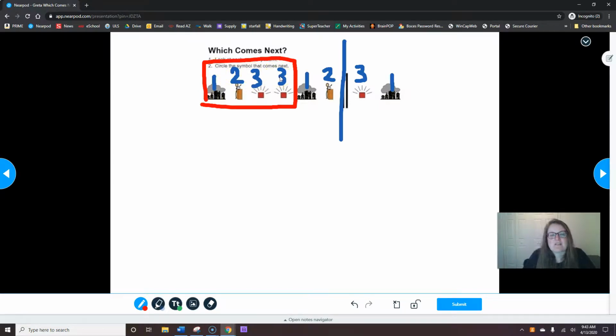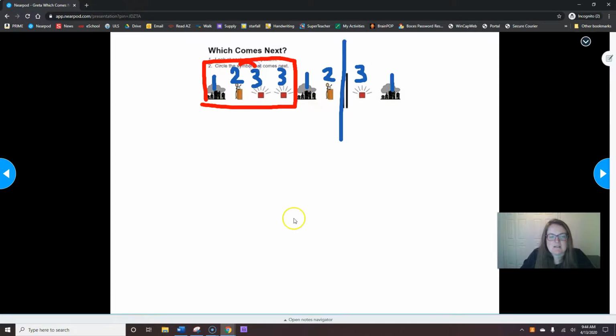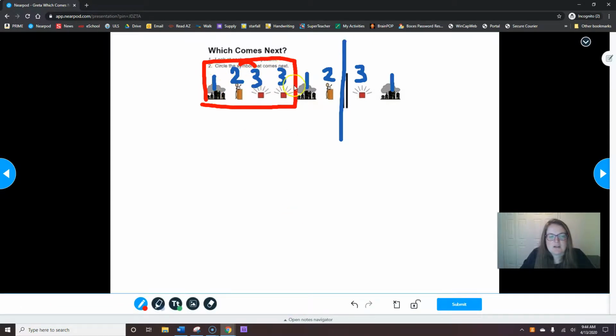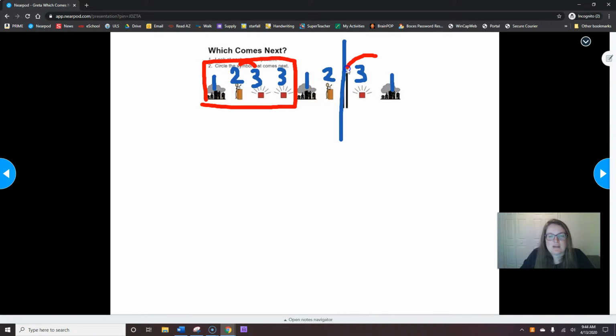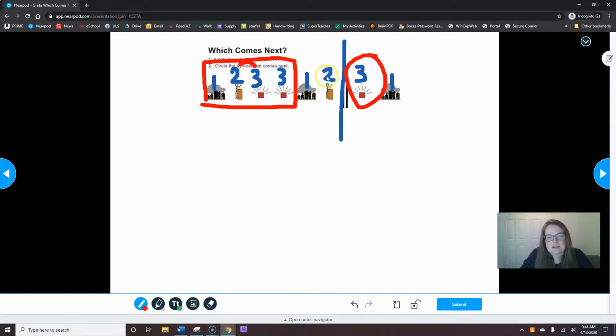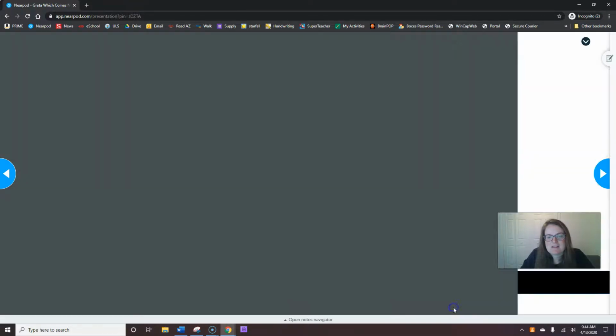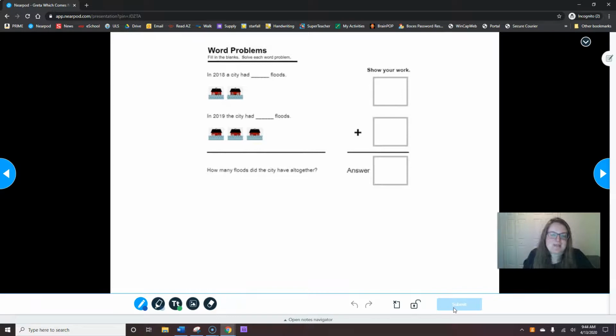Now let's see if we can see what comes next. So after 2, because I see 2 ends right here, comes a 3. 1, 2, 3, 3. So after 2 comes a 3. When you're done circling 3, you hit submit. Wow, great job practicing your patterns.